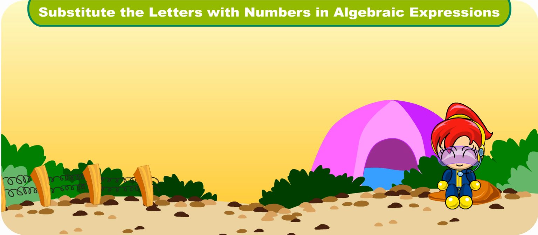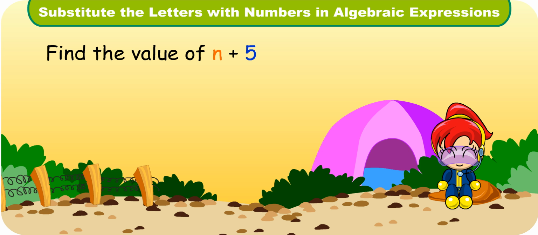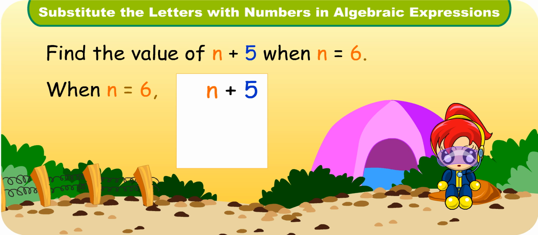We shall now substitute the letters with numbers in the algebraic expressions to solve problems. That shouldn't be difficult. Turbo Girl, find the value of n plus 5 when n is equal to 6. I know. I will put 6 in place of n and rewrite the sum as 6 plus 5, which makes 11. That was easy. Let me try another one.